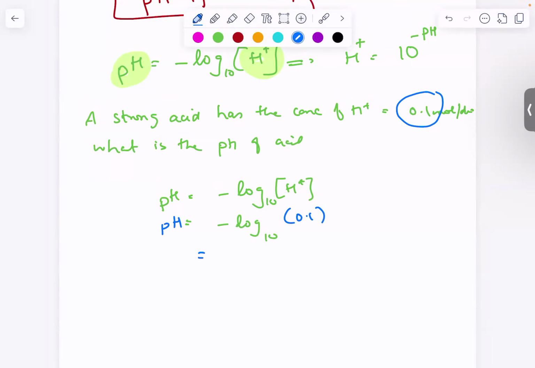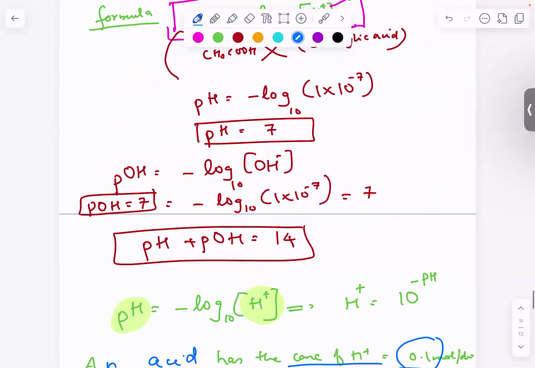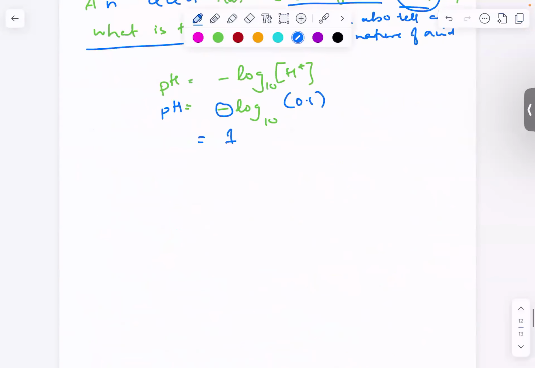Is it -1, or 1? You need to take the minus log. It's 1. Or they can give the question differently, and I'm making an amendment: an acid has the concentration of this. What is the pH of the acid? And also tell whether it's a weak acid or a strong acid, and tell about the nature of the acid. This would be a strong acid, because the pH is 1, so it is a very strong acid. I hope it's clear.